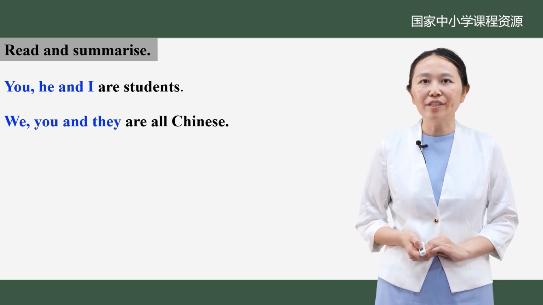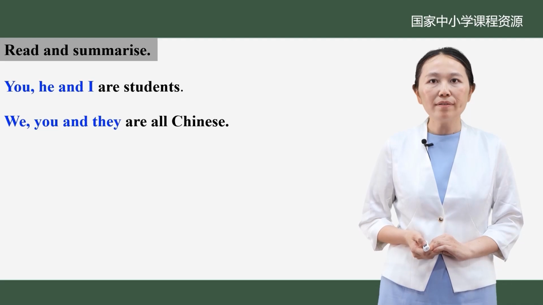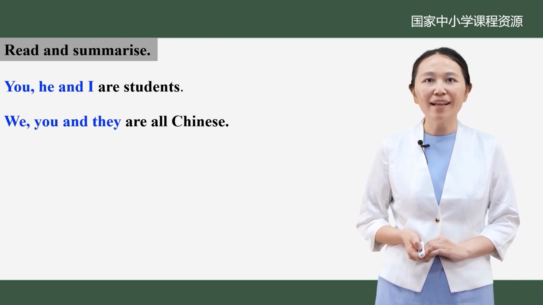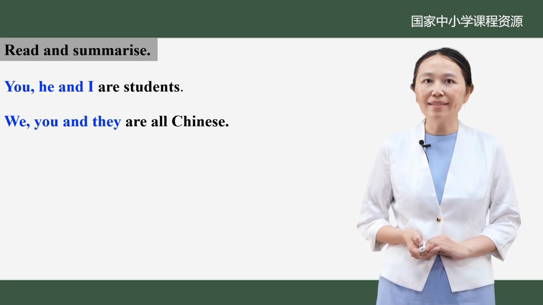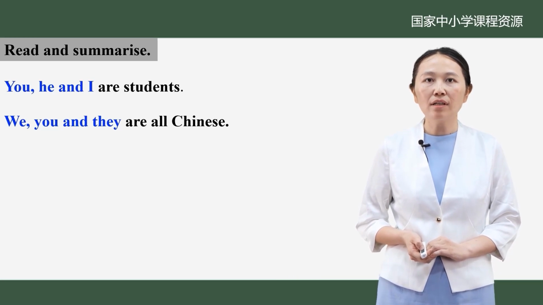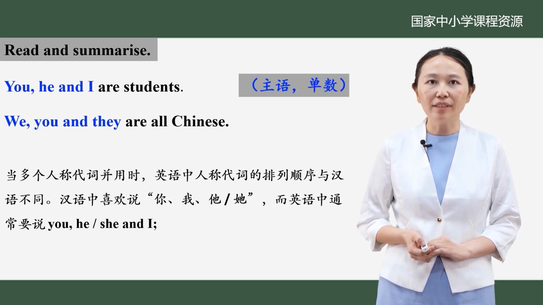Here is another question. If more than one personal pronoun appears in one sentence, what is their order? Reading the two sentences, let's find the answer. In the first sentence, you, he, and I are students. The personal pronouns you, he, and I are singular. So the order is as follows: second person, third person, then first person.